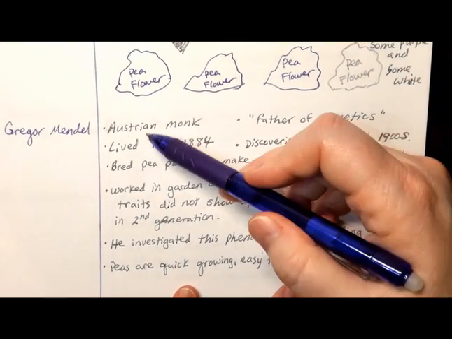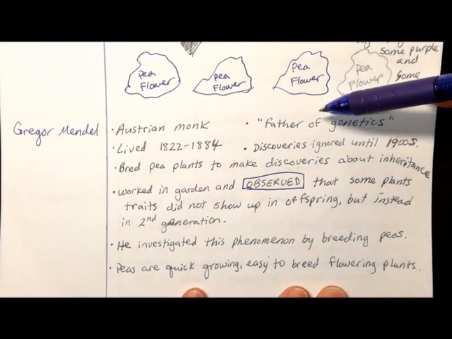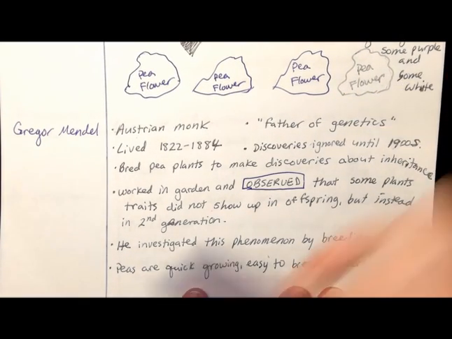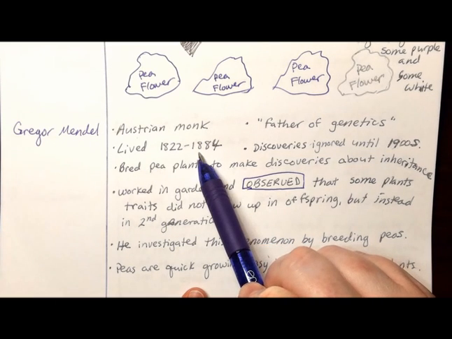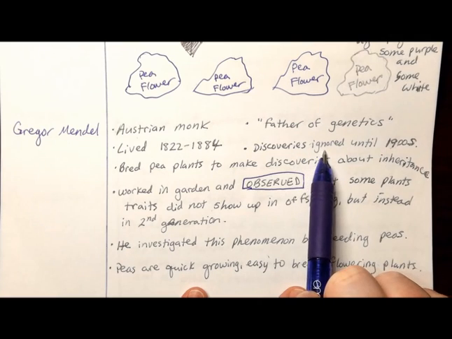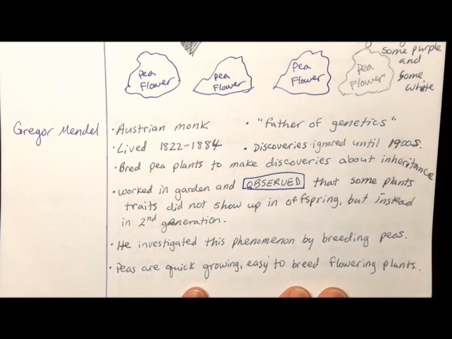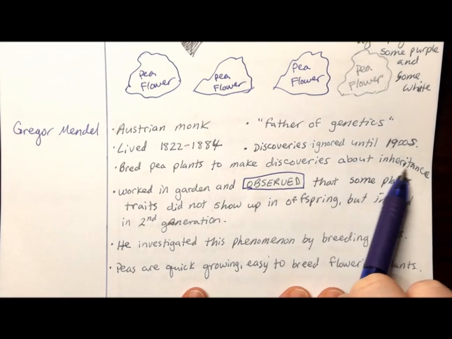He was an Austrian monk, not Australian, Austrian. They call him the father of genetics. He was alive from 1822 until 1884. His discoveries were actually ignored until the 1900s. He bred pea plants to make discoveries about inheritance.